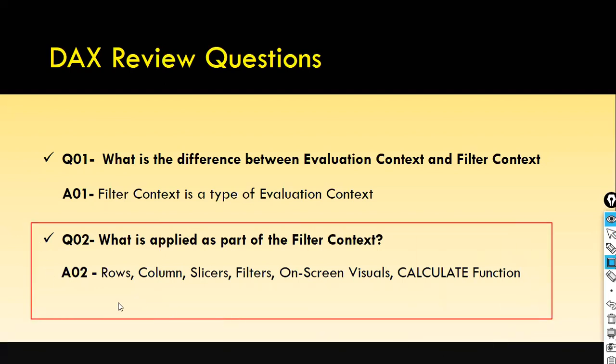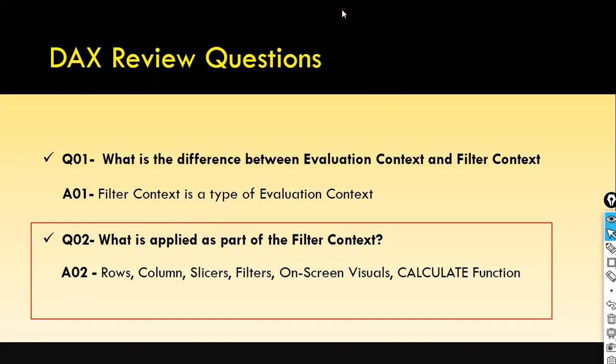This is very clear. So in the matrix, the filter comes from the row level, the column level, and the slicer also, right? We can apply filters for a visual. What are the possibilities by which filters can be applied? The filters, on-screen visuals, the CALCULATE function. If you are clear, you have crossed almost 35% of DAX.